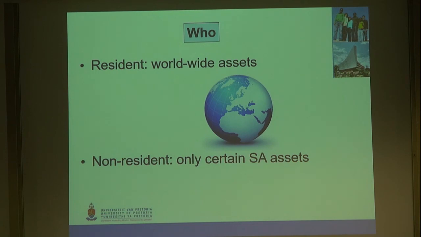For a non-resident who owns property in South Africa, so we might have a UK-based resident who owns a property in Cape Town, they come here on holiday occasionally. When they sell that asset, there will be CGT in South Africa on that asset. So residents, worldwide assets; non-residents, any property that is specifically in South Africa.